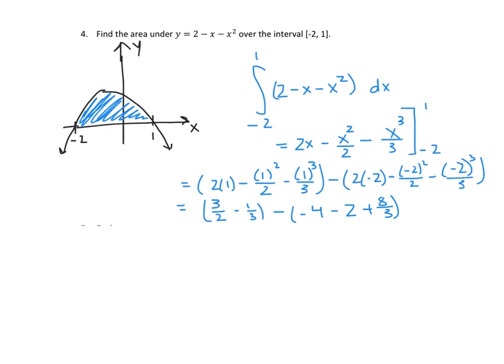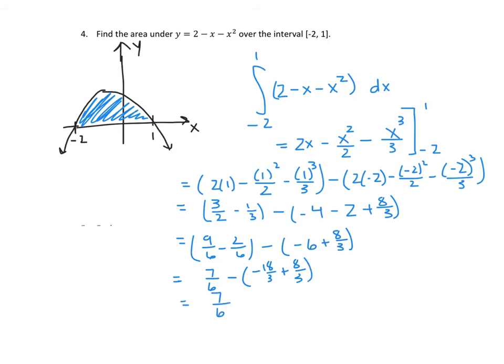Alright, and then when we go to simplify this, we have 3/2 minus 1/3. If we get a common denominator there so we can subtract, we're going to have 9/6 minus 2/6. And then we have a minus, we're going to have -6 plus 8/3. So here 9 minus 2 is going to give us 7/6. And then we're going to have a minus, if we write -6 with a denominator of 3, we're going to have -18/3 plus 8/3. So here we have 7/6 minus -18 plus 8 is going to give us -10/3.